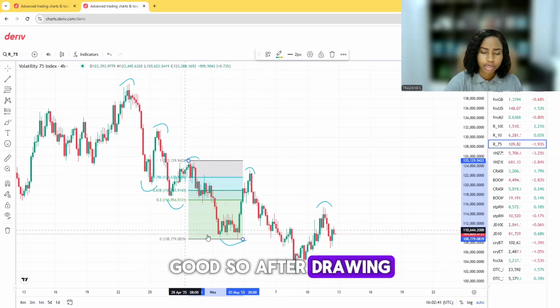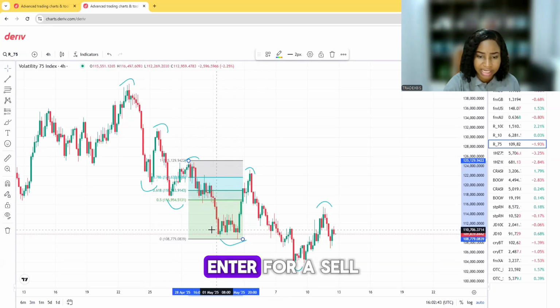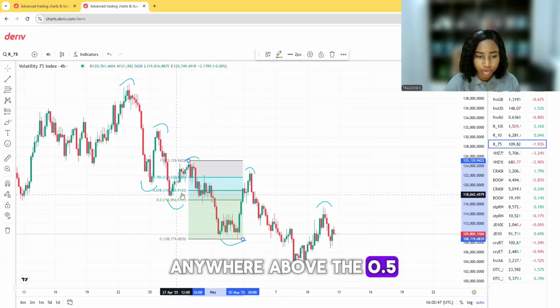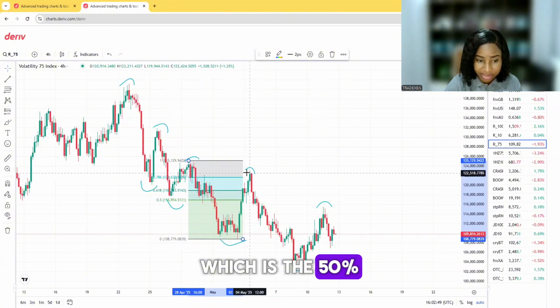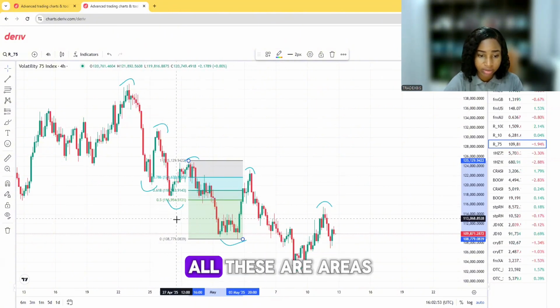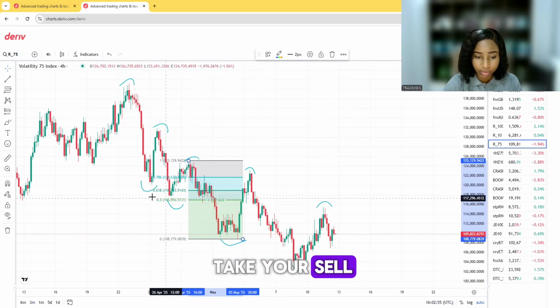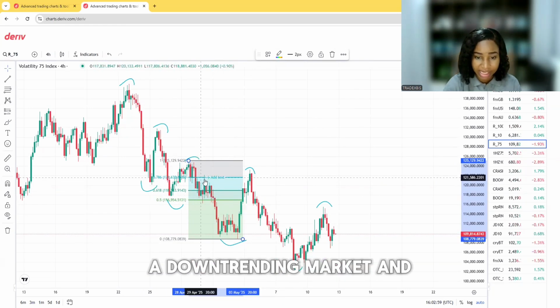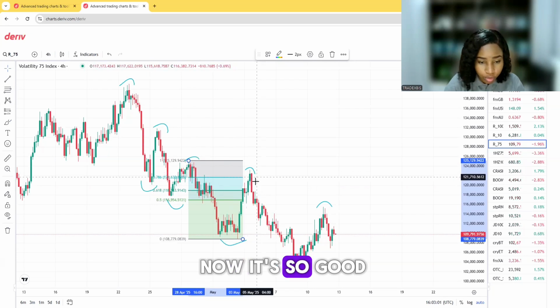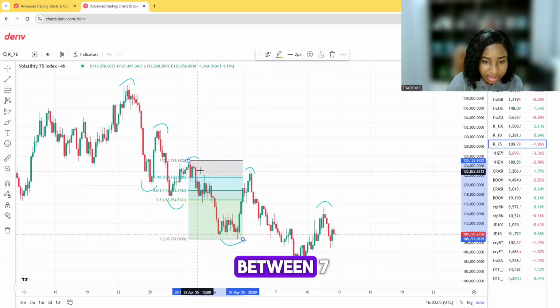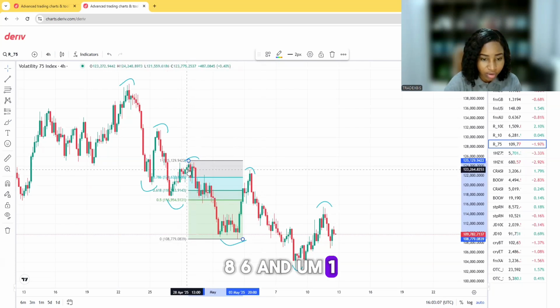Good. So after drawing your fib, you are looking to enter for a sell anywhere above the 0.5, which is the 50%. So you can see the 0.618, 0.786. All these are areas where you want to take your sell for a bearish market, a downtrending market. And look at this chart now. It's so good. Look at where this chart retraced at, in between 0.786 and 1.